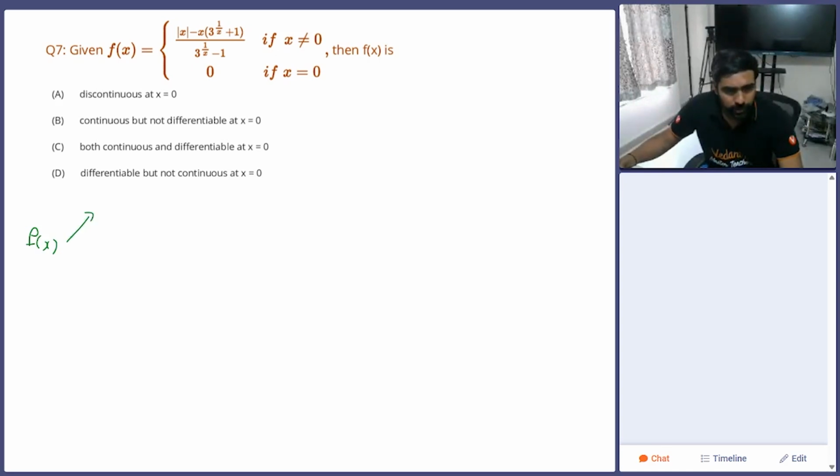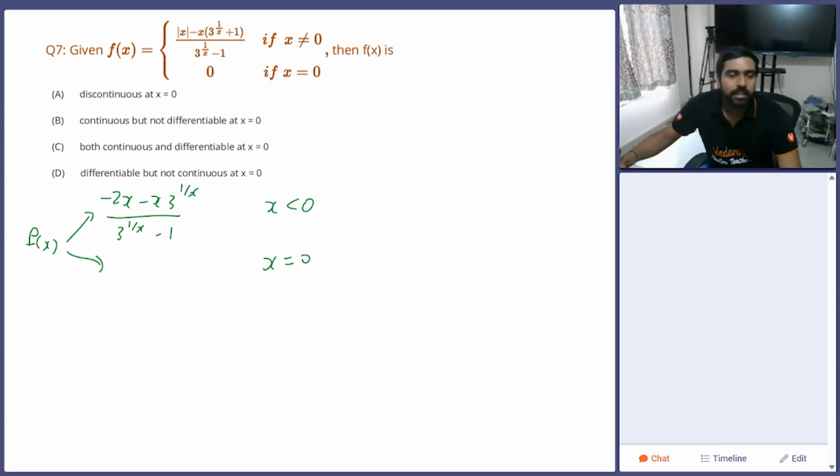f(x) will be equal to, when x is less than 0, you will replace mod x with minus x. So you'll get minus x into 3^(1/x) minus x. So basically (-2x - x·3^(1/x)) divided by (3^(1/x) - 1). Okay, cool. At x equal to 0, they have given that the function is 0. For x greater than 0, mod x will open up as plus x. So you'll get x minus x into 3^(1/x) minus x.